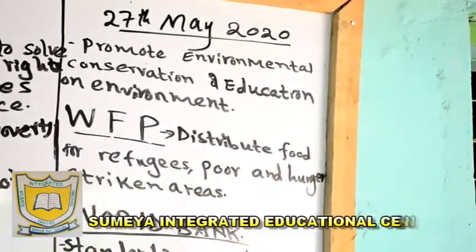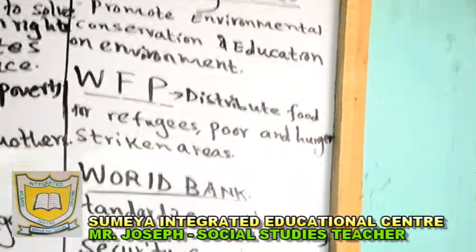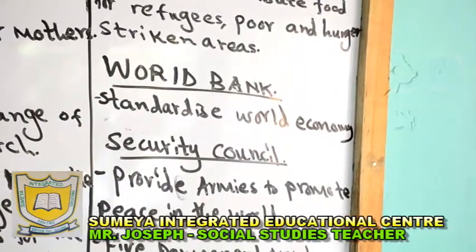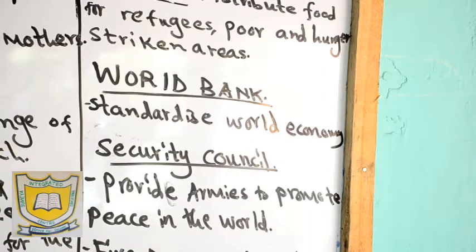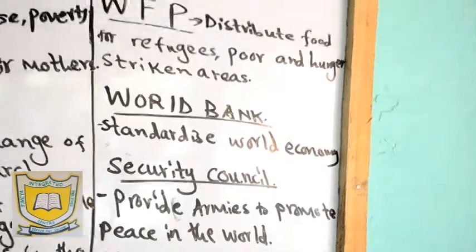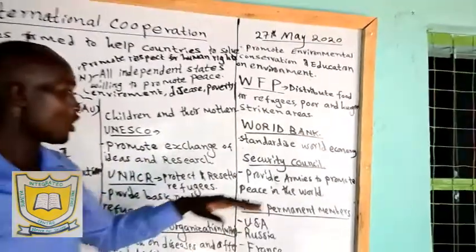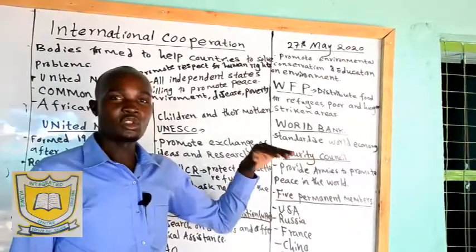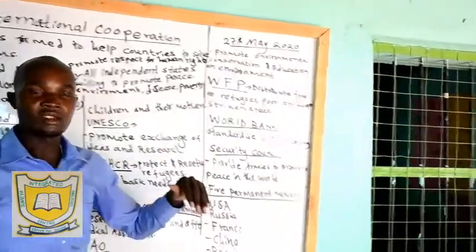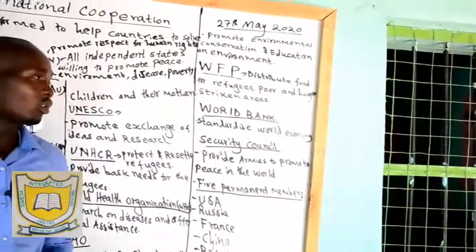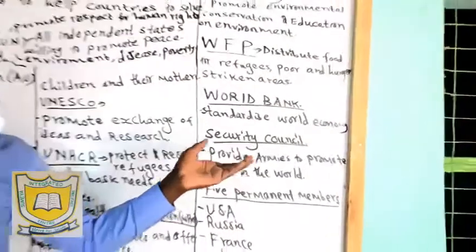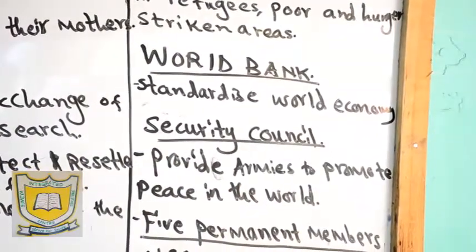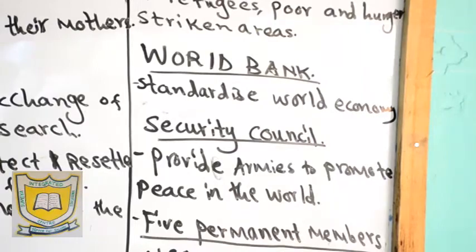Then we have what we call World Bank. World Bank deals with financial support and also standardizes the economy of the world. For example, when you talk about the stock exchange in terms of money, US dollars, Kenyan shillings and South African rands, those are the things you are looking at. So they standardize. Also they look at the value of any currency of any country. So they make sure that the economy of the world is running well without exploitation from the superpower countries, those that are on top.